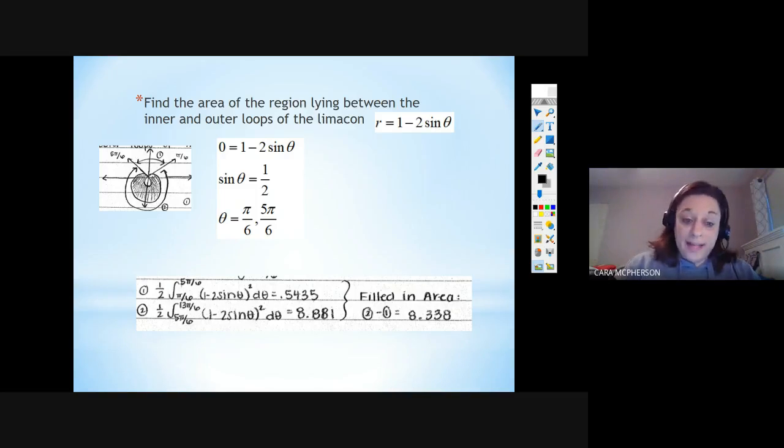And then area 2 is basically the entire figure. So 1/2, going from 5 pi over 6 to 13 pi over 6 of the function squared, and you get 8.881. To get the area that I shaded in, the area not including the inner loop, I want to subtract. Just like in regular geometry class, when you want to find an area of something that has a part missing, you subtract, and you do get 8.338.